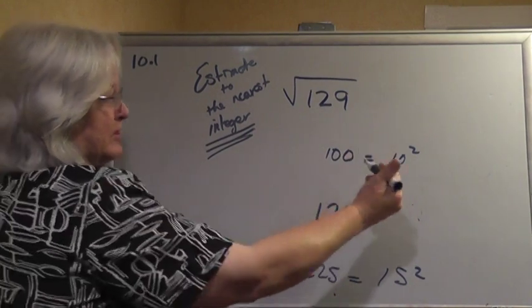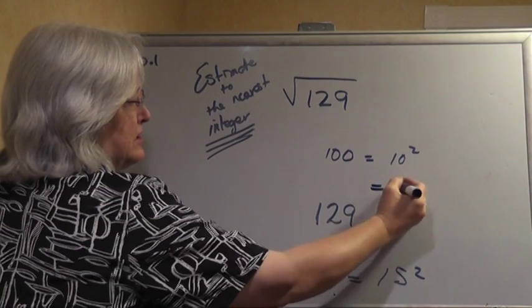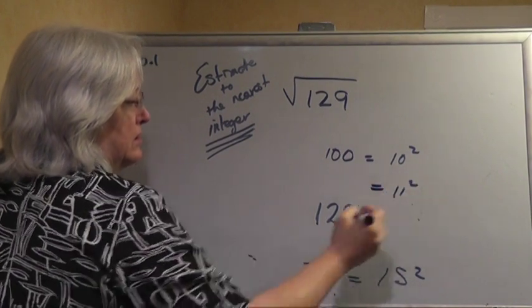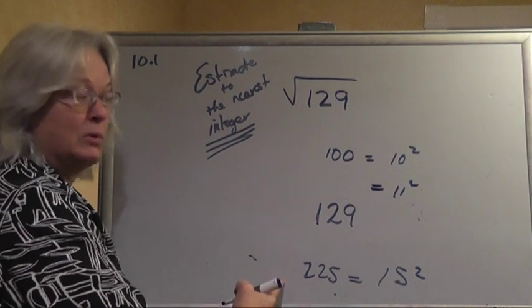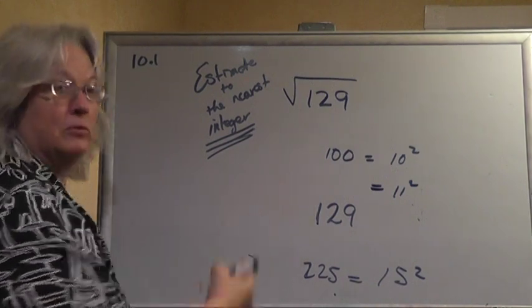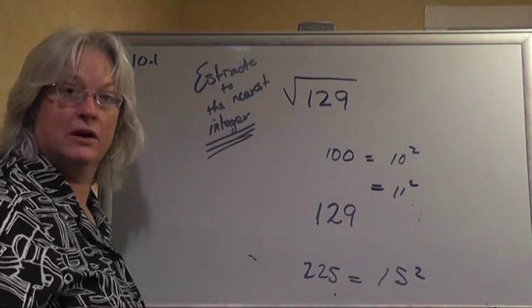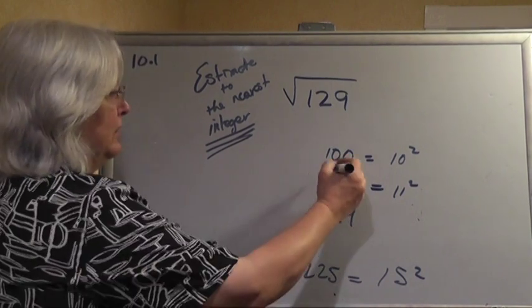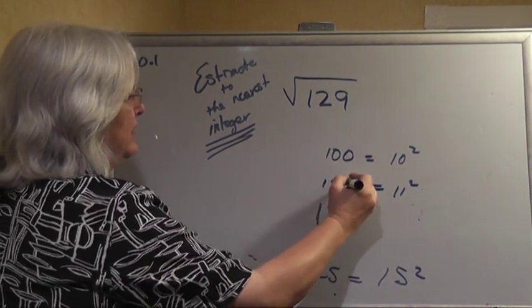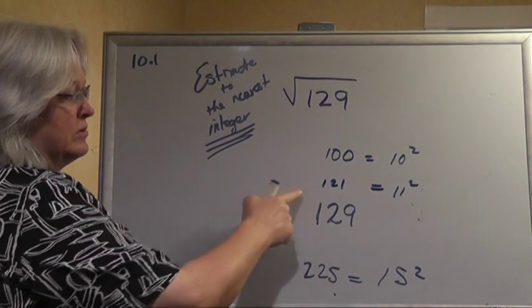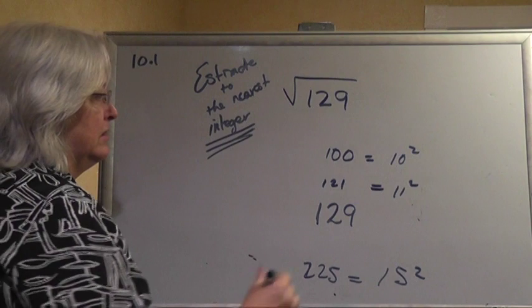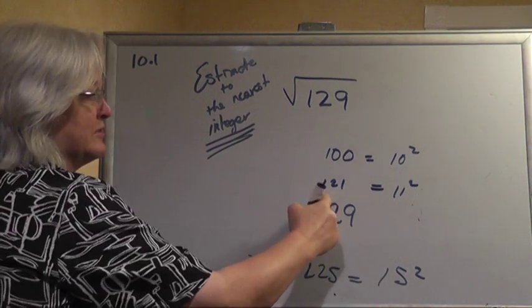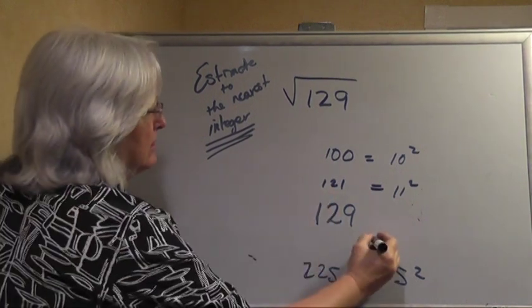What's the next perfect square? If 10 squared is 100, since we're closer to 129 here than we are to 225, I'm thinking we're going to be real close to it. What's 11 times 11 equal? 121. Aha, that makes sense. 121 is less than 129.